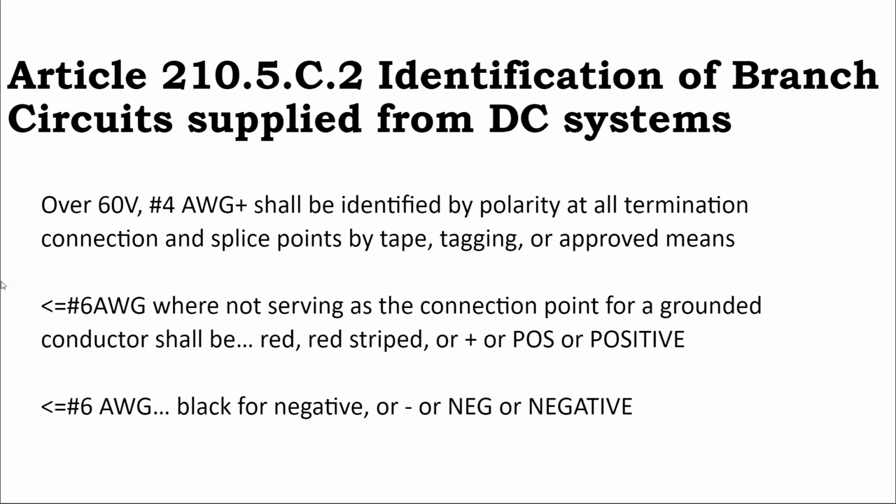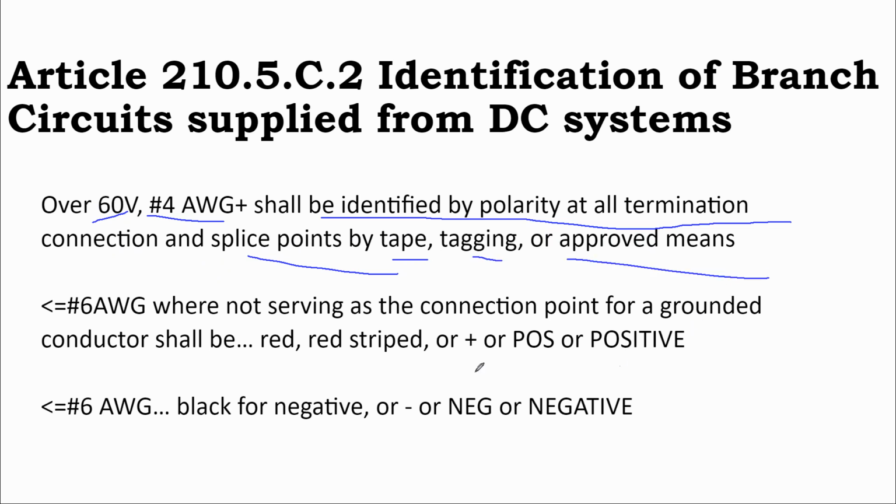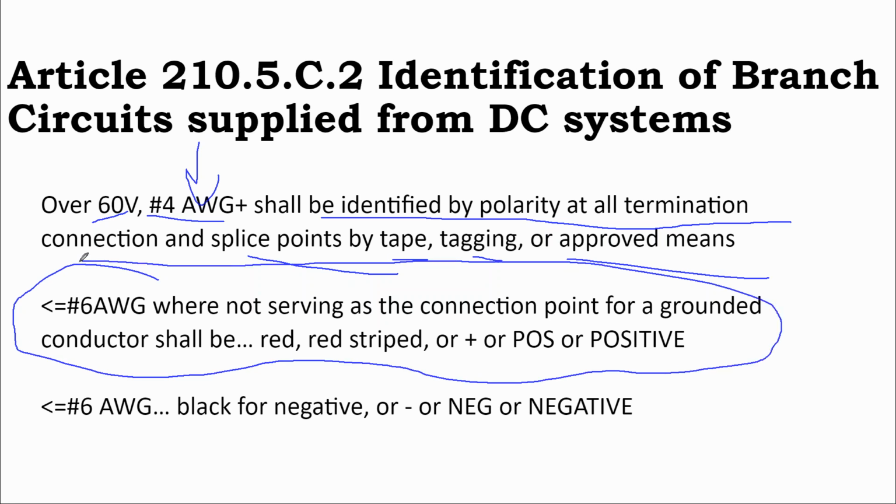Okay, so number 4 cable over 60 volts shall be identified at all terminations and splice points by tape, tagging, or another approved means. What that means, if it's smaller than number 4, the code compliant method is to use colored wiring. So that's when you have a red wire or a black wire or a white wire or green wire. So when it's all number 6 and down. Otherwise, you're allowed to identify it by colored tape.